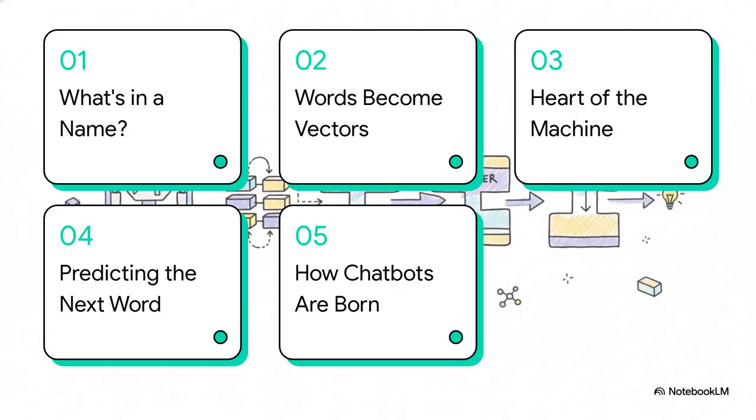So here's how we're going to break this all down. We're just going to follow the data, step by step. We'll start by decoding what GPT even means, then see how language gets turned into numbers a computer can actually understand. From there, we'll hit the core processing loop, figure out its ultimate goal, and finally see how it all pulls together to have a full-on conversation.